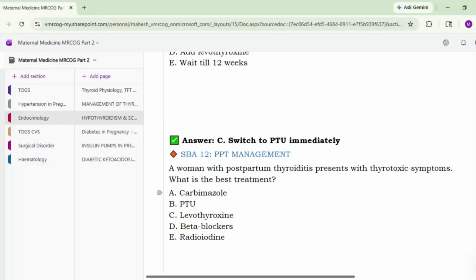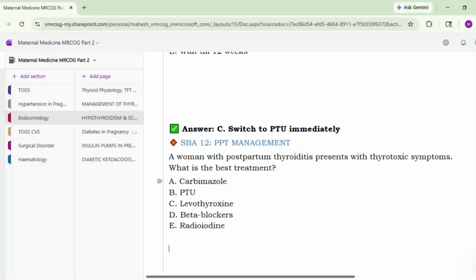A woman with postpartum thyroiditis presents with thyrotoxic symptoms. What is the best treatment? It is D, beta blockers. Because you have to treat these patients symptomatically here. In the thyrotoxic phase, ATDs are not indicated.